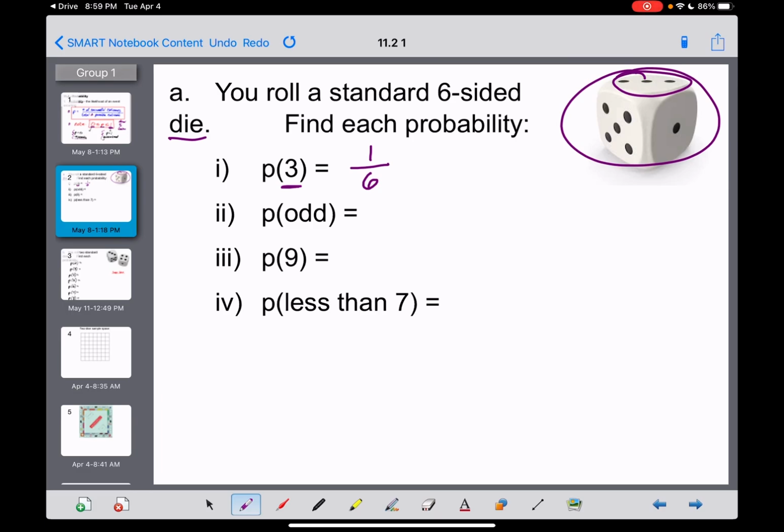Now, 1 out of 6 is a repeating decimal. If you wanted, you could write it as 0.16 repeating, or if you wanted, you could write that as 16.6 repeating percent, but I think we can agree repeating decimals are kind of ugly, so fractions are probably the way to go here.